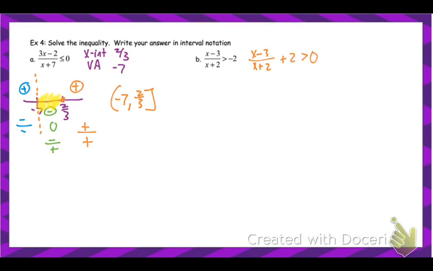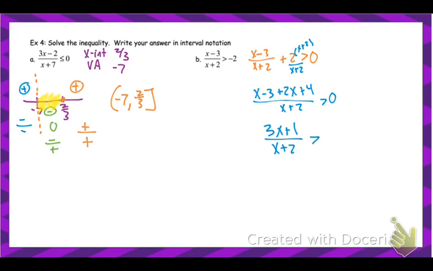But now, in order to find our vertical asymptote or x-intercept, I need to go ahead and combine these together into one fraction. That means I'm going to need to get that common denominator of x plus 2. So now I have x minus 3 plus 2x plus 4, which I can simplify to 3x plus 1 over x plus 2. So now that's the function that I'm going to use to test my points and make my sign chart. Well, the x-intercept here is -1/3. The vertical asymptote is -2.